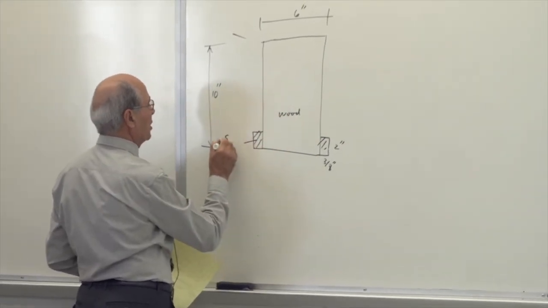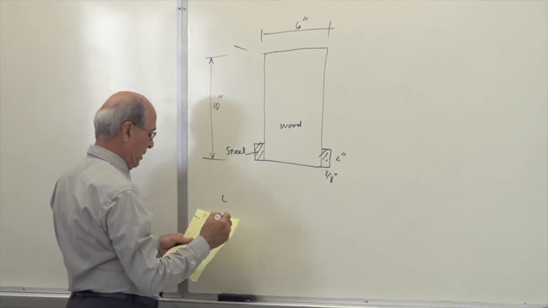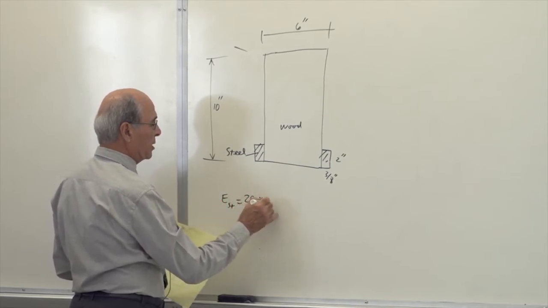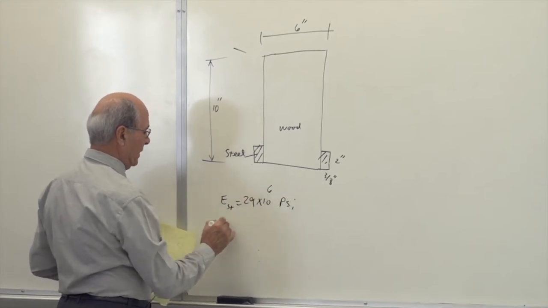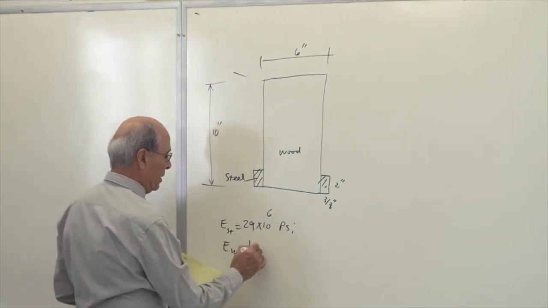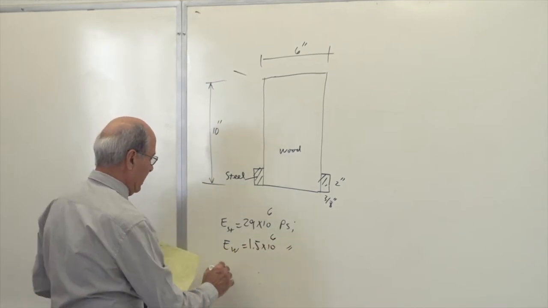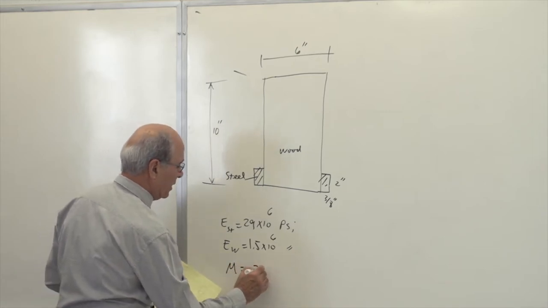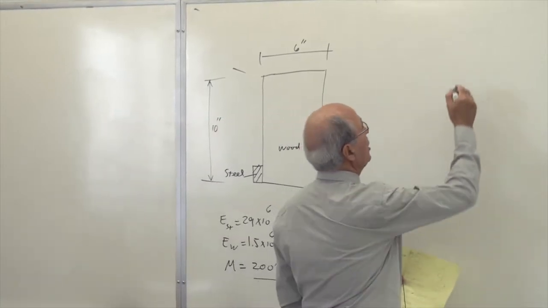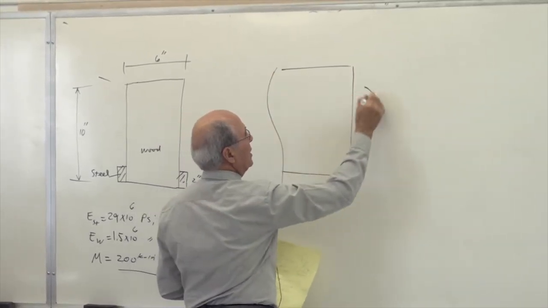Now, the data that we usually will give you is the following. This is wood, and the two parts are steel, symmetrical. So I'm going to give you E of steel equal to 29 times 10 to the power of 6 psi, and E of the wood, which is much weaker comparatively in this problem, is given as 1.5 times 10 to the power of 6 psi. And M is a positive M of 200 kips inch of moment being applied to the cross section of this beam. In other words, on the cross section of the beam, if we go side view, this is again the side view, this is the M.